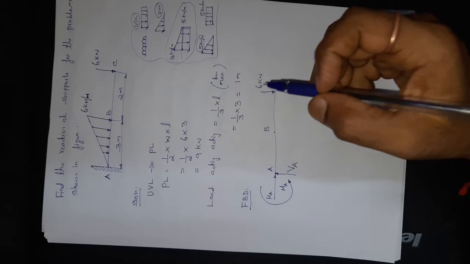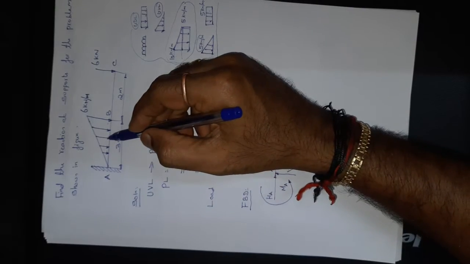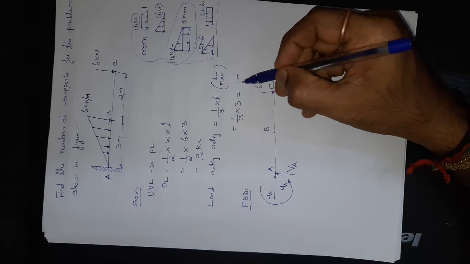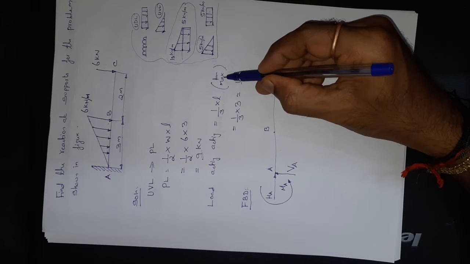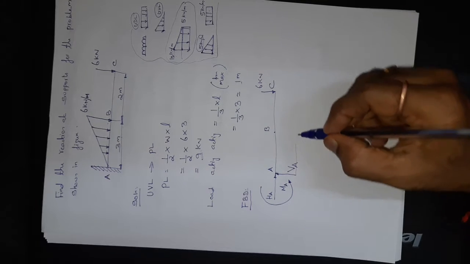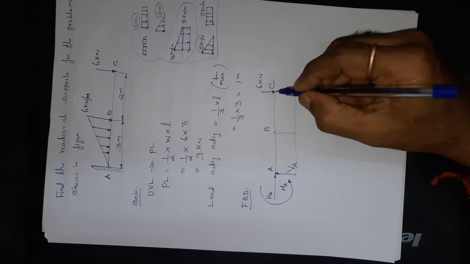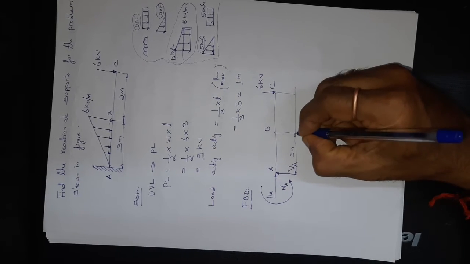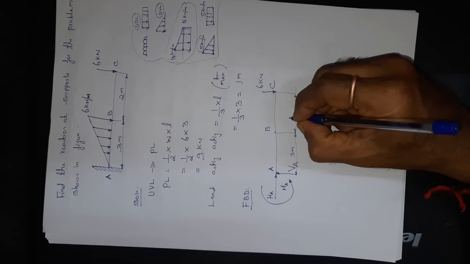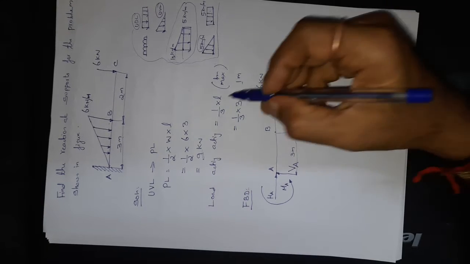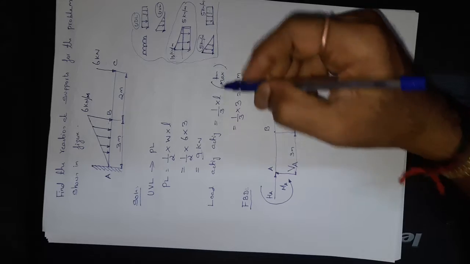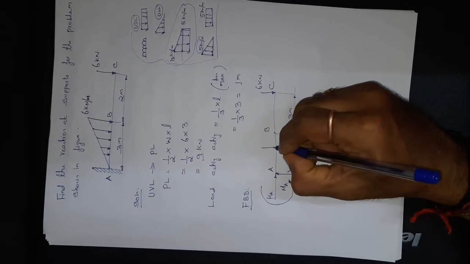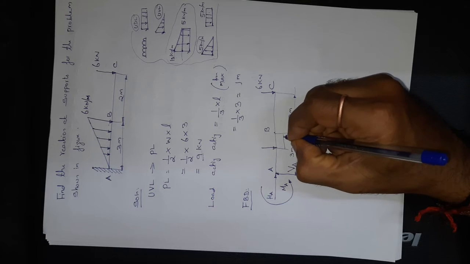Right. So this UVL has been converted into a point load of magnitude 9 kilonewton, where it is acting 1 meter from the maximum side. So in total it is in this way, right? Up to here it is 3 meter, and from here to here it is 3 meter. So now look at here, it's 1 meter from the maximum side. Maximum side is at B. So from here it is 1 meter. So the load which is acting here, that is 1 meter.